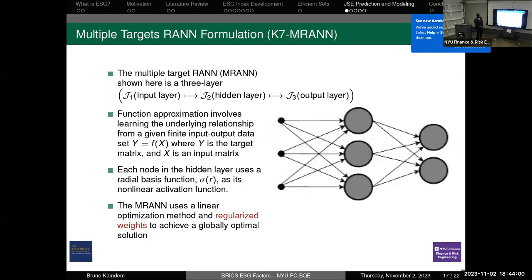Next, here we're going to look at something interesting. In this day and age, we're going to look at the issue of artificial intelligence. How does our result fare when it comes to artificial prediction? Here we have a multiple target radial basis function neural network. They call it K7, because the univariate target is called K4. So here we're talking mainly about the K7, which is a multivariate radial basis artificial neural network.